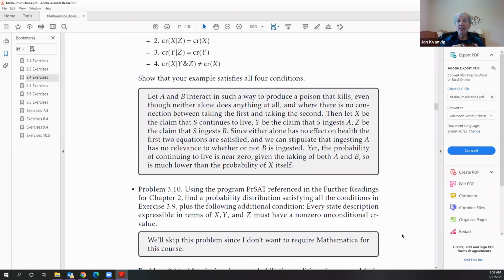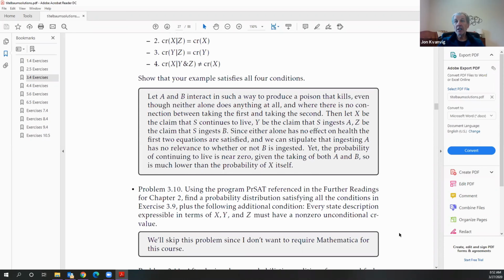And PRSAT works within Mathematica. It was written by Brandon Fitelson, who is Mike Titelbaum's dissertation director. And what it does is it generates a model, a credence distribution model for any particular inputs that you want to give it, if a model is possible. Of course, sometimes the credence stuff that you input will be incapable of having a probabilistic model, but PRSAT finds a probabilistic model if there is one. So it's a pretty neat program.